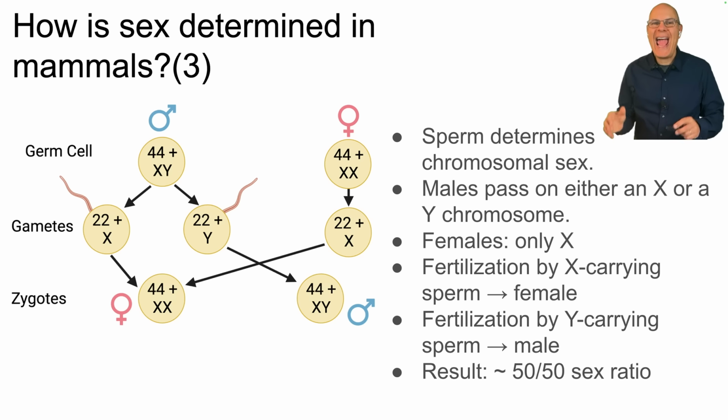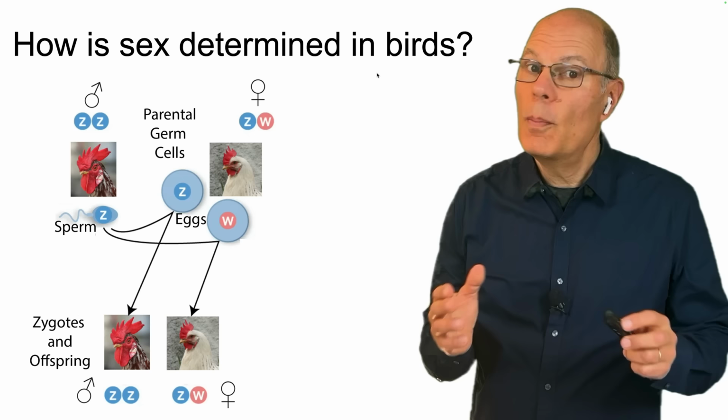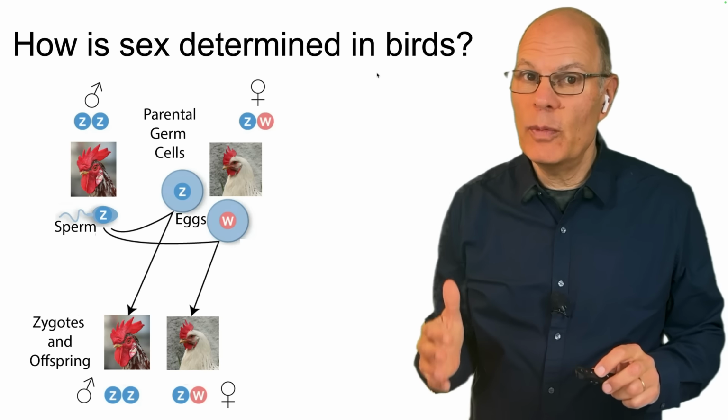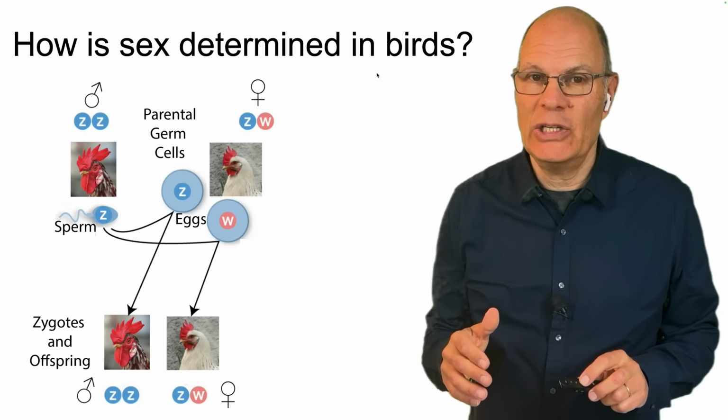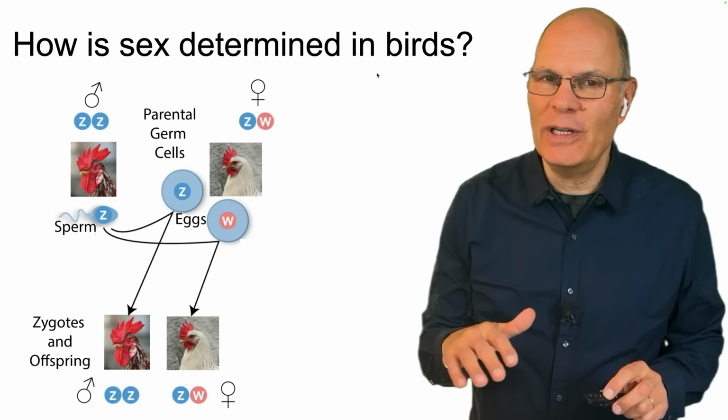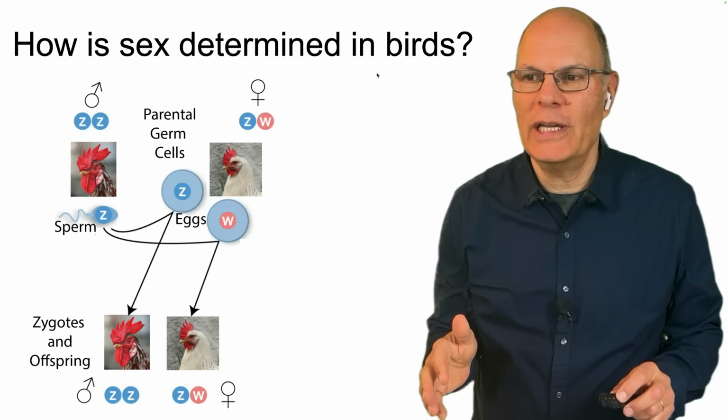The fact that half of the eggs will be fertilized by an X-carrying sperm and half will be fertilized by a Y-carrying sperm explains the fact that among the births in any mammal population, the initial ratio of males to females will be 50-50. Birds also have a chromosomal system of sex determination, but it's different. It's kind of a flipped version of the one in mammals.